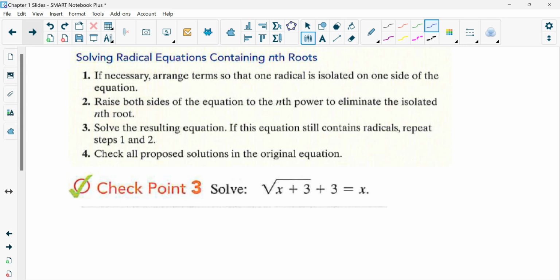All right, so again, our first step is we want to isolate one of those radicals. We only have one radical here, so I want to get it so that the only thing on that left side is the square root. So this plus 3, I'm going to have to get rid of, and I'm going to do that by subtracting 3. So I would still have the radical, and underneath that radical, I have x plus 3, and then on the right side, I'd have x minus 3.